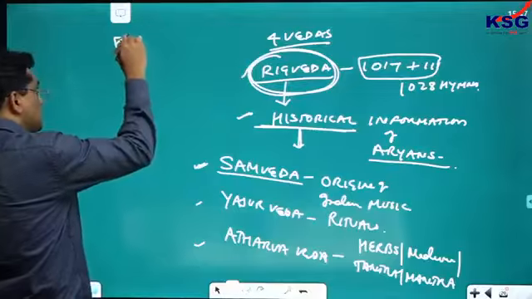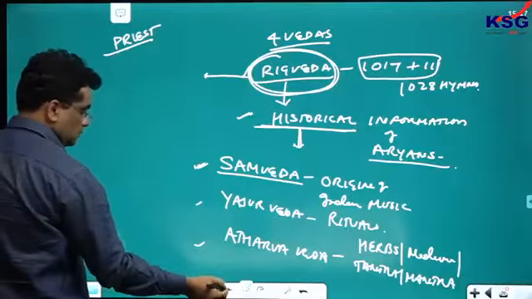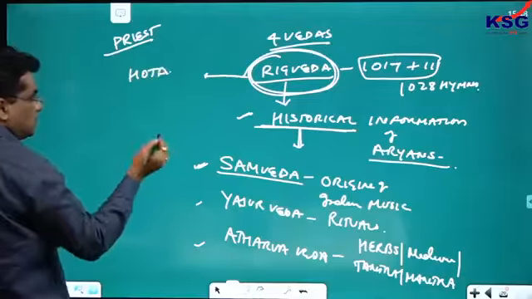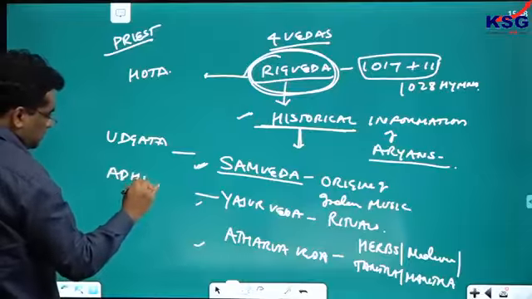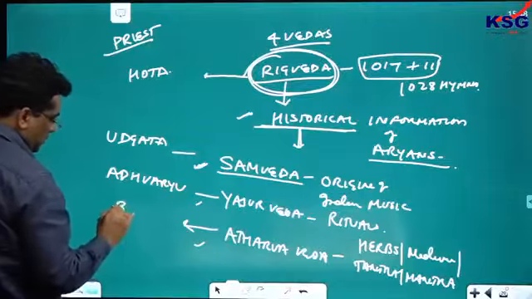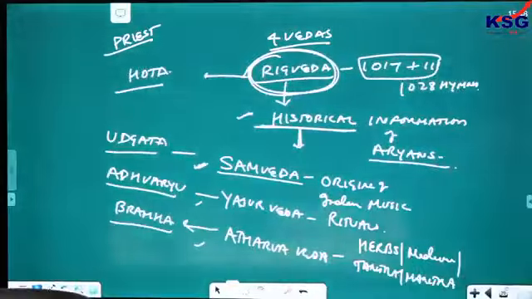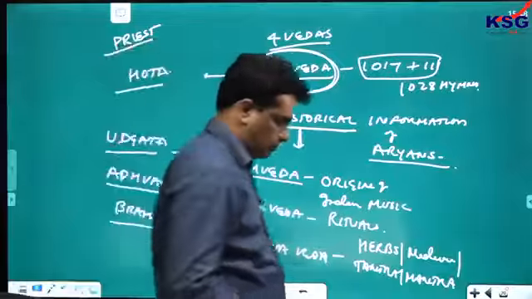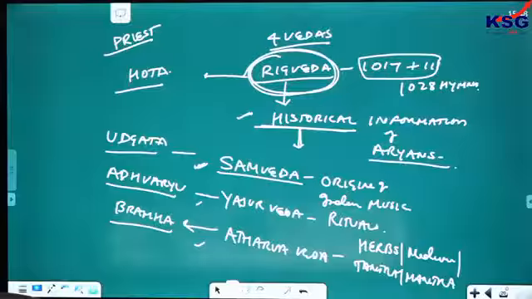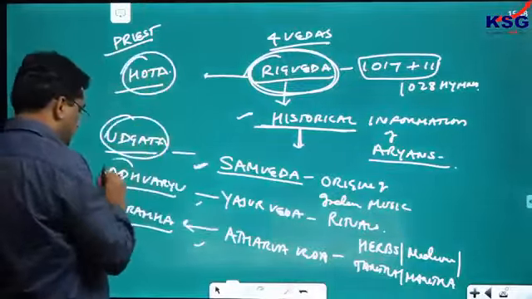The priest related to Rigveda was Hotra, Samveda, Udgata, Yajurveda, Adhvaryu, Atharveda, Brahma. So Hota, Udgata, Adhvaryu, Brahma.